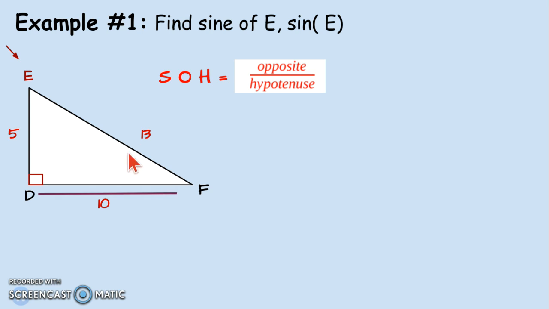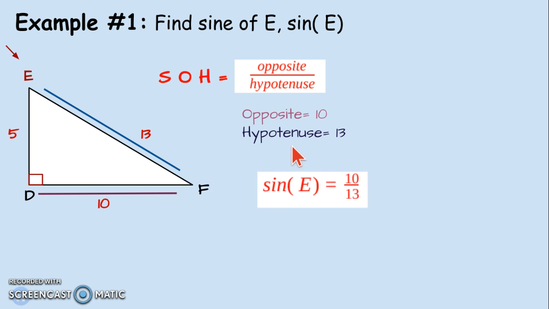You can see here that the opposite of E is 10. And our hypotenuse, well, we know that the hypotenuse is the length opposite of the right angle, and it is also the longest side of a triangle. We can see here that 13 is the longest side, and it is also opposite of the right angle, so 13 is our hypotenuse. This gives us our ratio of 10 over 13. Our answer: sine of E is equal to 10 over 13.